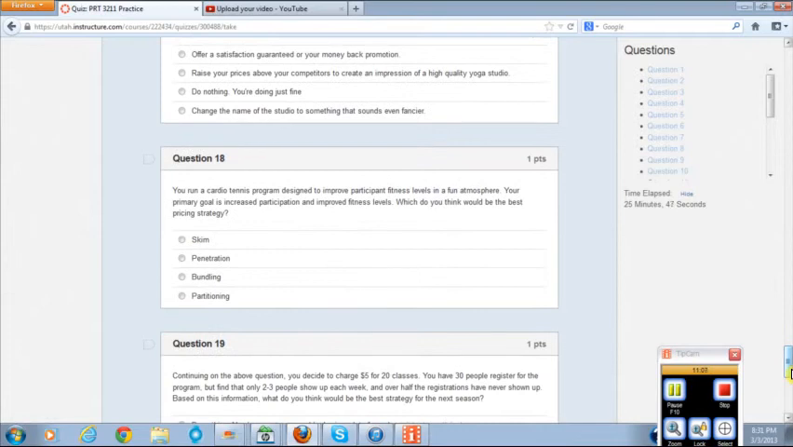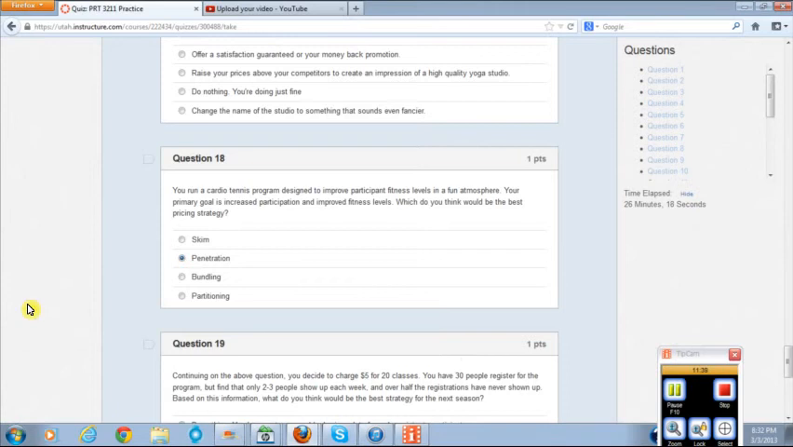You run a cardio tennis program designed to improve participant fitness levels in a fun atmosphere. Your primary goal is increased participation and improved fitness levels. What do you think would be the best pricing strategy? We're largely into terms here, so I'm going to just review these. A skim pricing strategy is charging what the market will bear, as high as you can, that people will pay. Penetration is a low pricing strategy designed to encourage participation or high sales, high volume. So we know just by definition that's the answer.